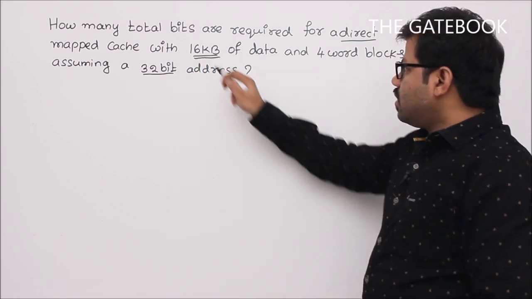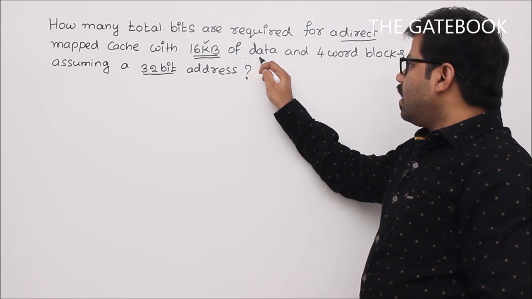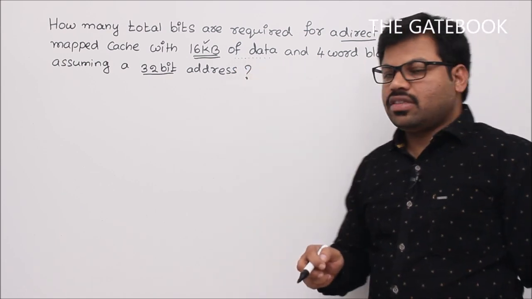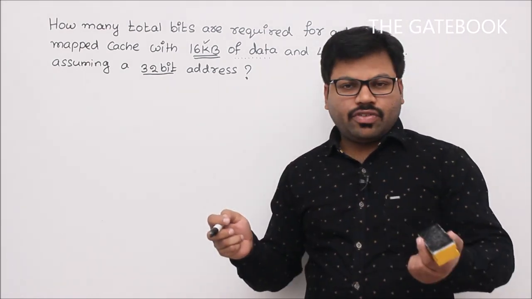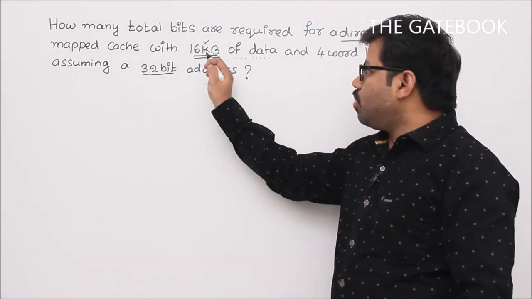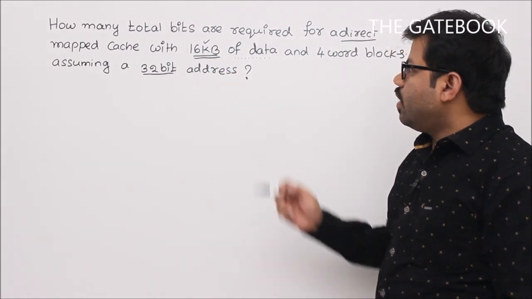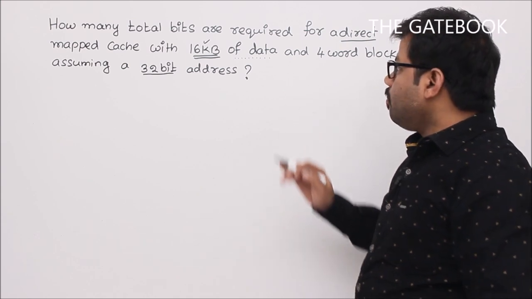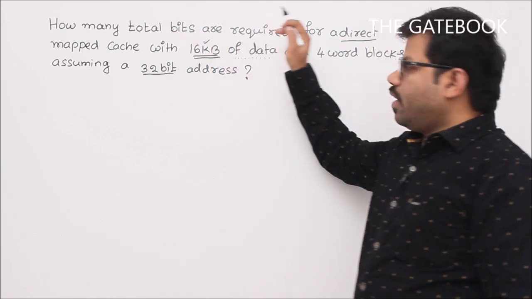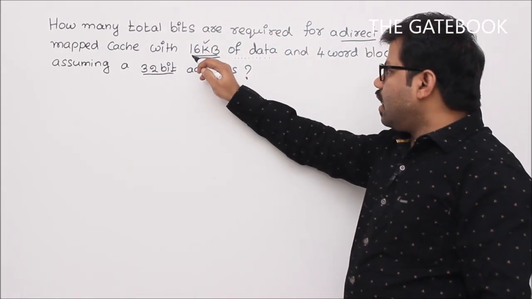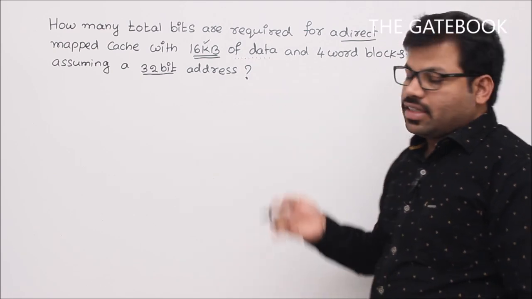Whenever they say that cache size is 16 KB, and clearly mention that it is 16 KB of data, that means the other bits we should not consider. Tag bits we should not consider in this 16 KB, and the valid bit we should not consider. Now we will see more details about this problem. The question is about how many total bits are required. Data bits are given as 16 KB, but how many total bits are required for a cache is the question.